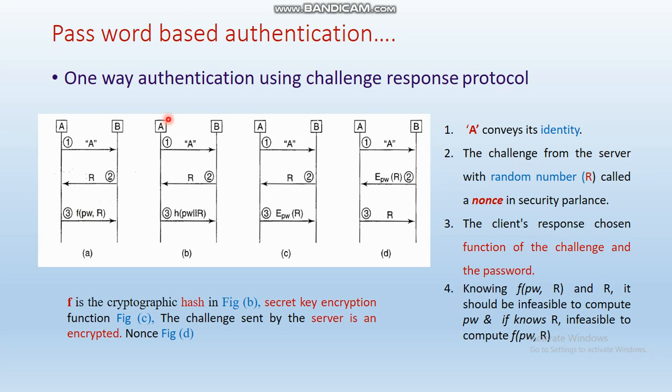Next, if you consider the next figure, you can see that party A communicates with party B using her identity, represented by A, and in return party B communicates with A with the challenge, represented by R. In the third step, A computes a hash value, the hash of the password comma R, where R is the random number sent from B. That hash value is sent from party A to B.